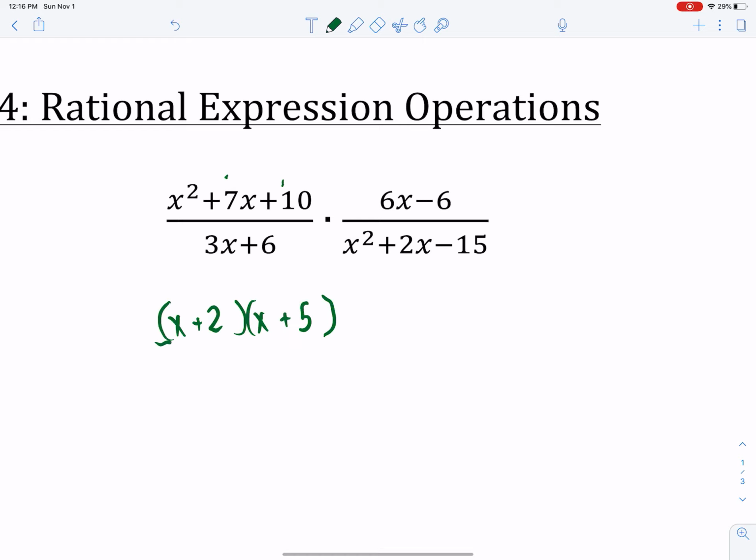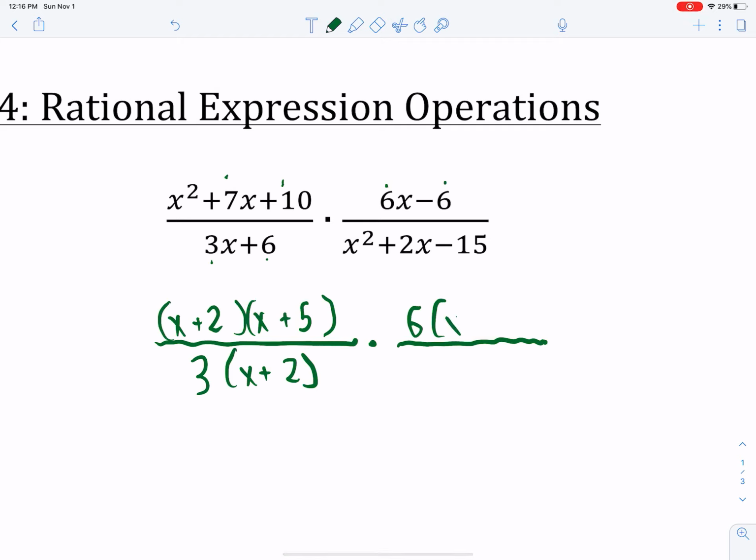On the bottom part of that same fraction, there's a greatest common factor. Both of those terms are divisible by 3. So we'd factor out a 3 to the front. 3x divided by 3 is x. 6 divided by 3 is 2. On the top of the second fraction, we've got a greatest common factor there as well. It'd be a 6. They're both divisible by 6. 6x divided by 6 is x. Minus 6 divided by 6 is minus 1.